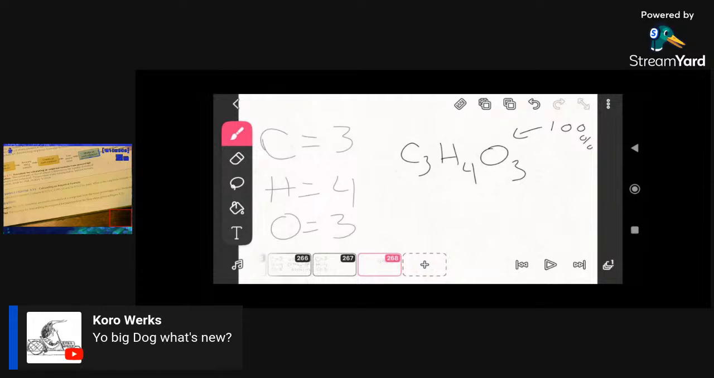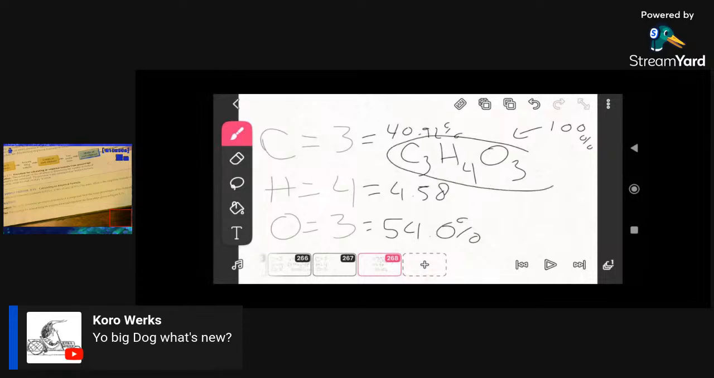And this is based on a sample that was 40.92% carbon. Hydrogen was 4.58, and then oxygen was 54.0% by mass. So out of 100. So that should be the final answer, but let's go look at the book because we got the book right next to us.